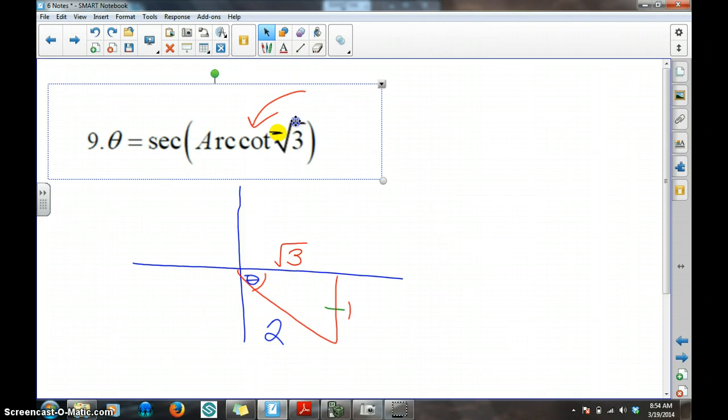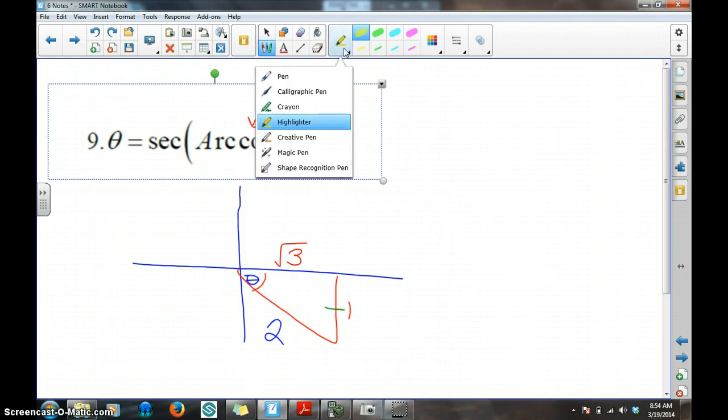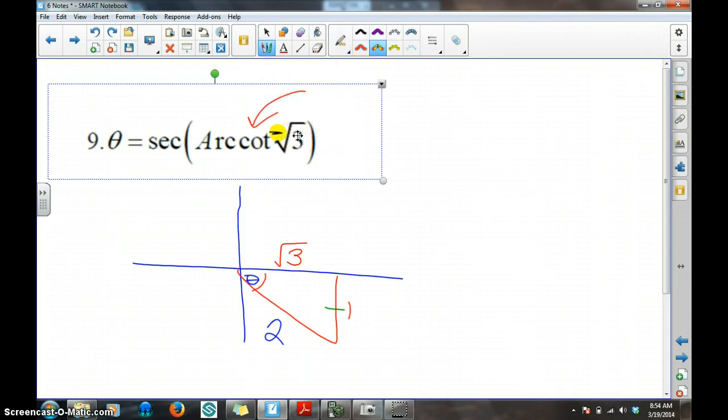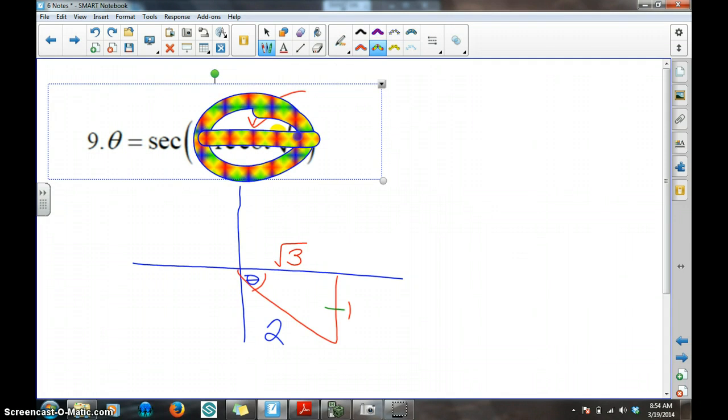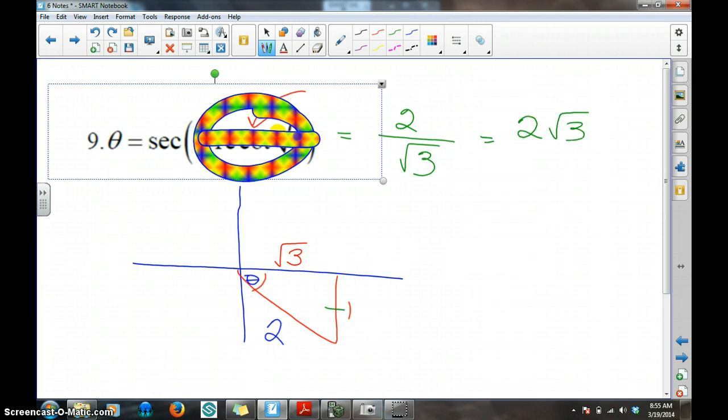I have no idea what its size is, but I can say with a fair amount of certainty that this angle is what I'm looking to take the secant of. Essentially speaking, once you've got the picture, you're done with the interior. Now all I need to do is use SOHCAHTOA trig, take a secant. I'm going to essentially be thinking cosine is adjacent over hypotenuse, so secant will be hypotenuse over adjacent. Rationalize it, and your answer should have been 2 rad 3 over 3.